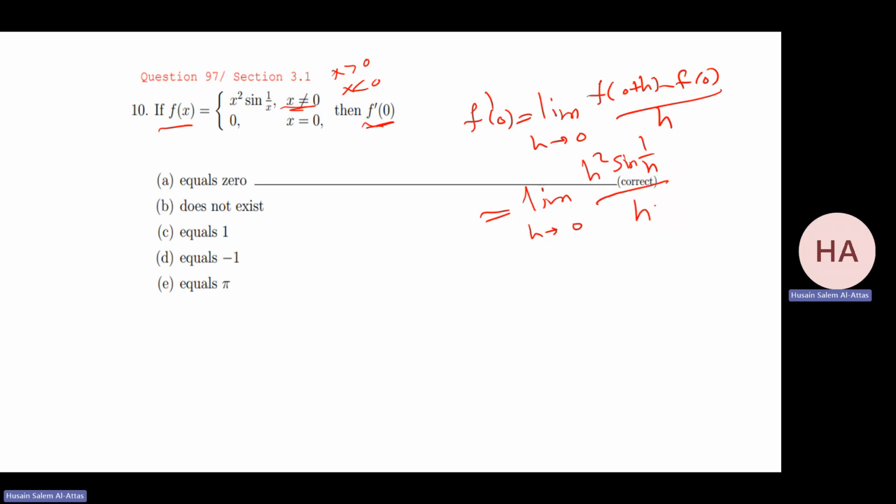By the way, this is exactly from the book. Cancelled with the square. So I have the limit of h sine 1 over h. I know it's 0 by the squeezing theorem, but you need to do some calculation, which is equal to 0.